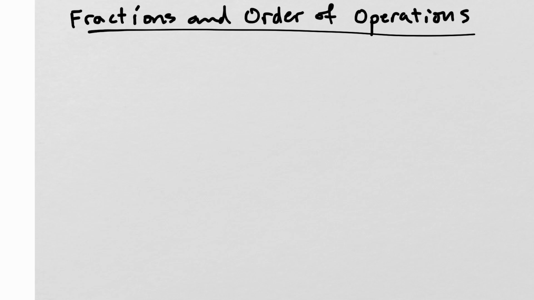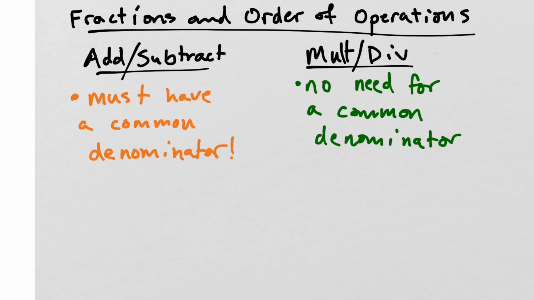First, though, I want to point out the rules for adding and subtracting, and the rules for multiplication and division. These two rules are by far the ones that are most forgotten, or the most confused. For adding and subtracting, you must get a common denominator. The reason is when you have a fraction, it's part of a number.